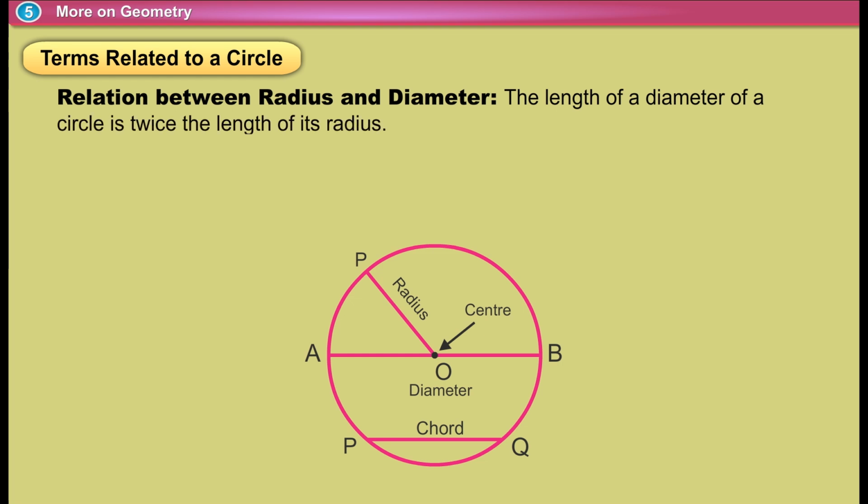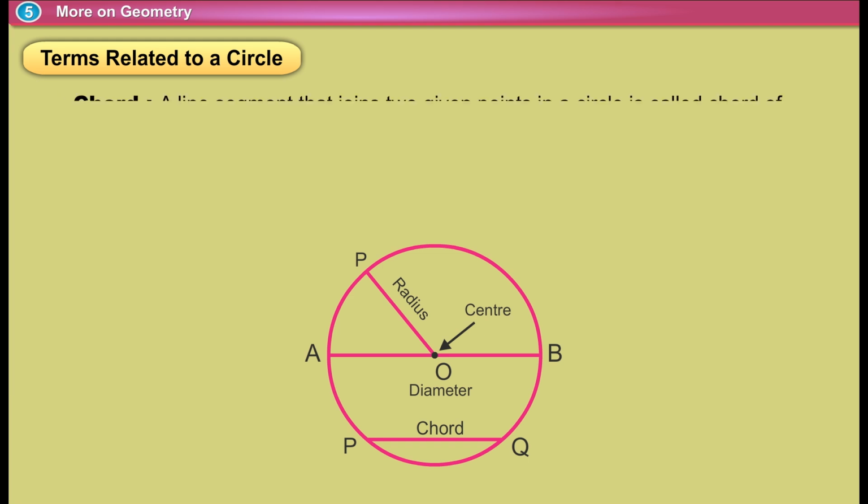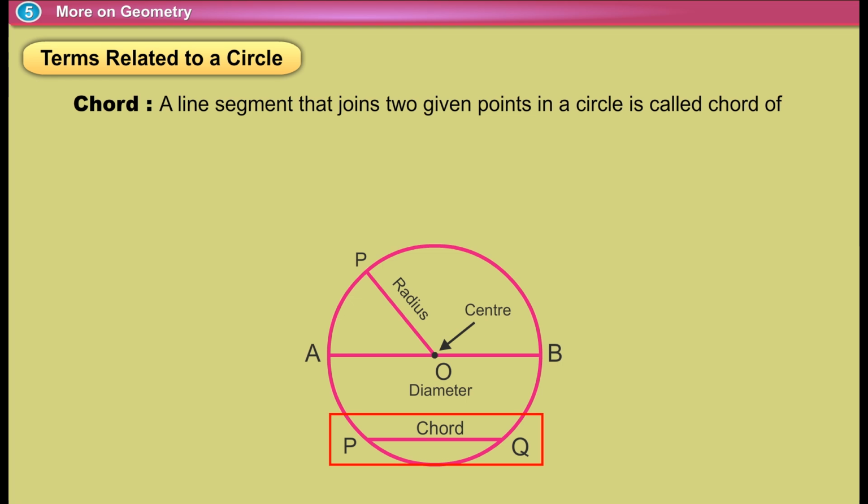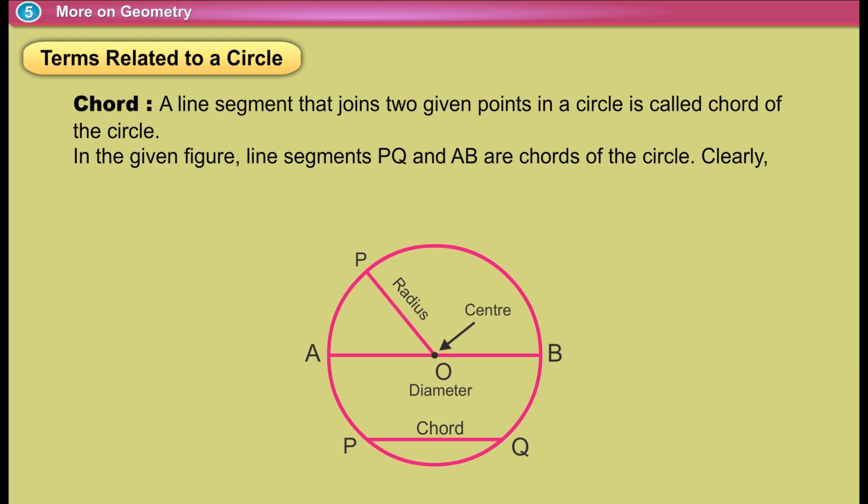The length of a diameter of a circle is twice the length of its radius. I.e., diameter is equal to 2 times radius. Or, radius is equal to diameter divided by 2. Chord. A line segment that joins two given points in a circle is called a chord of the circle. In the given figure, line segments PQ and AB are chords of the circle. Clearly, diameter is the longest chord of the circle.